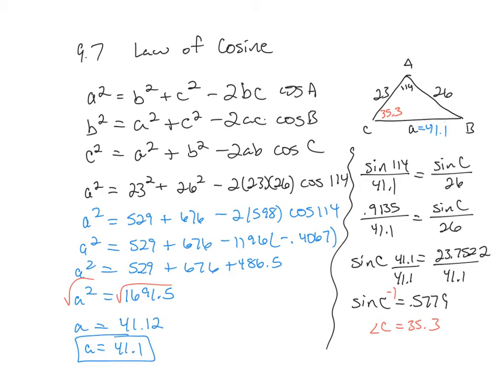All right, and then lastly, I need to find out angle B. That should be, I'll do this right down here. That should be the easier one because I know 114. I know 35.3. And I can do 180 minus 149.3. And I get 30.7.